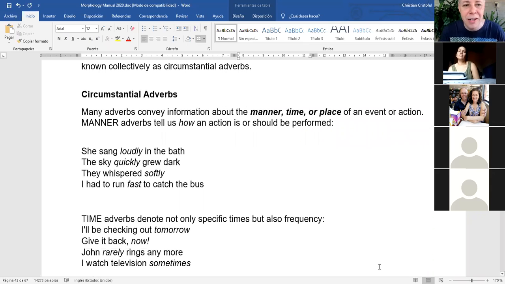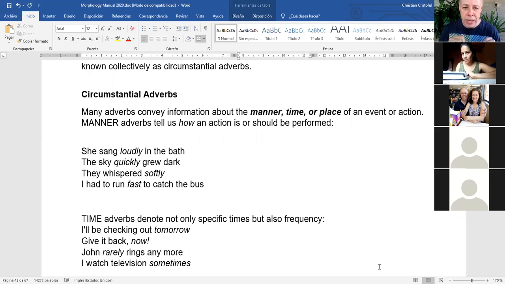Now we're going to focus on circumstantial adverbs. What are circumstantial adverbs? Well, we studied them at school. There are 3. Adverbs of manner, adverbs of time, or adverbs of place. And remember, we did this in school very many times. So look at the examples in the manual.